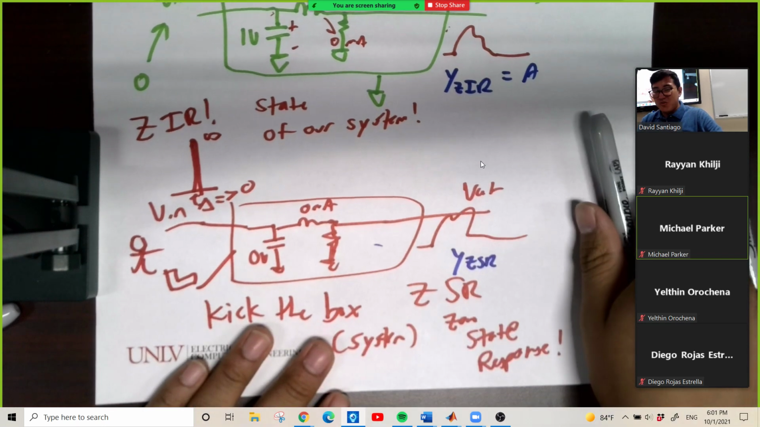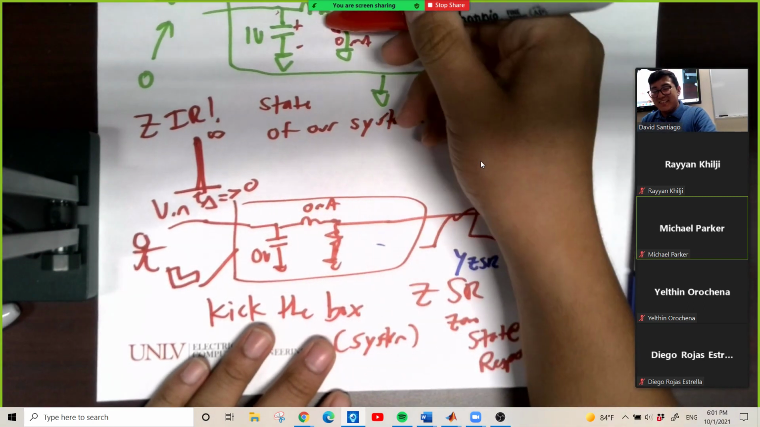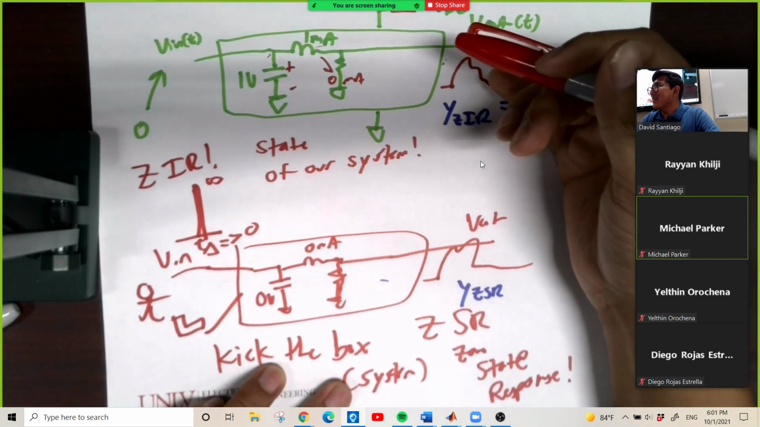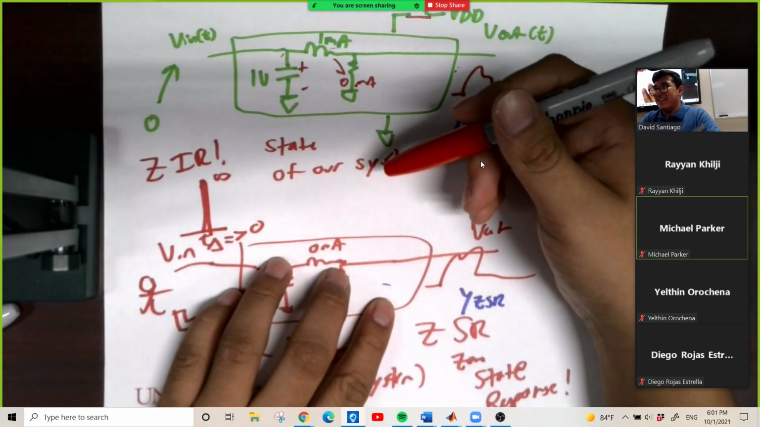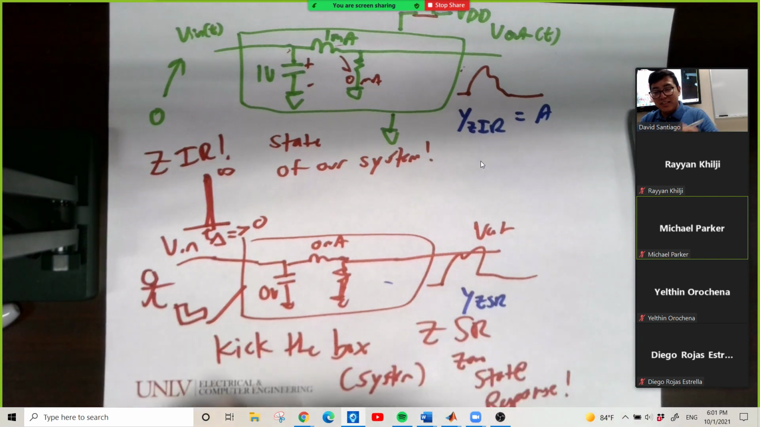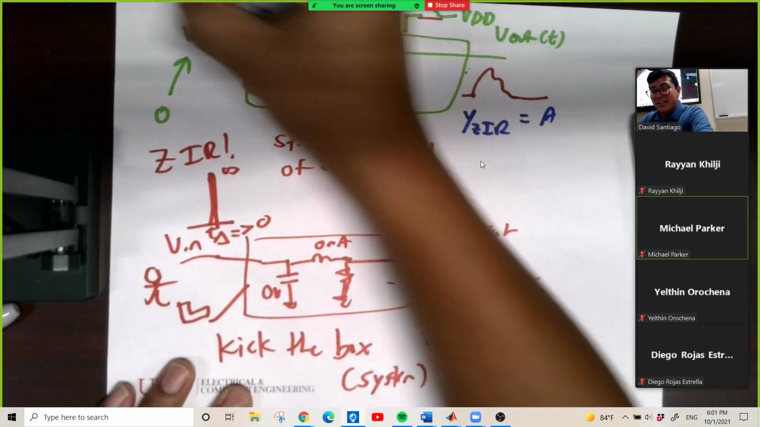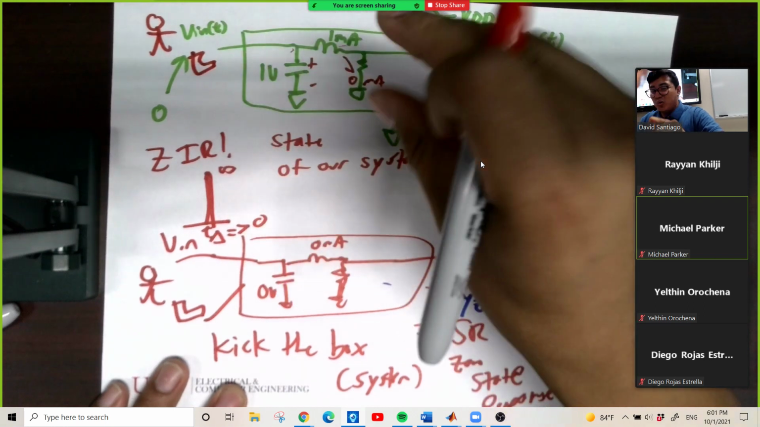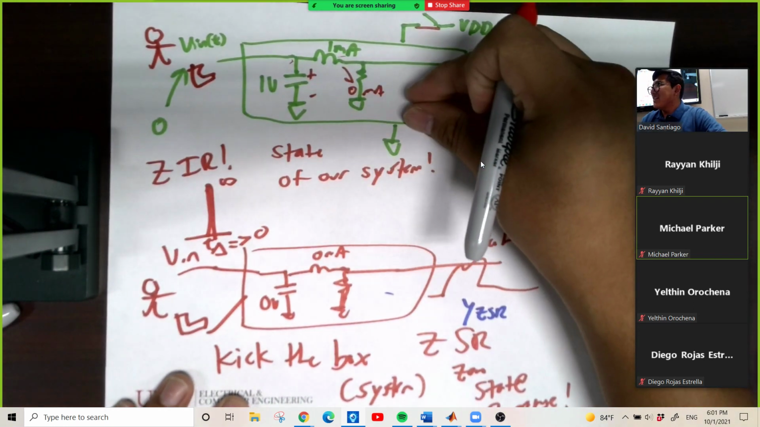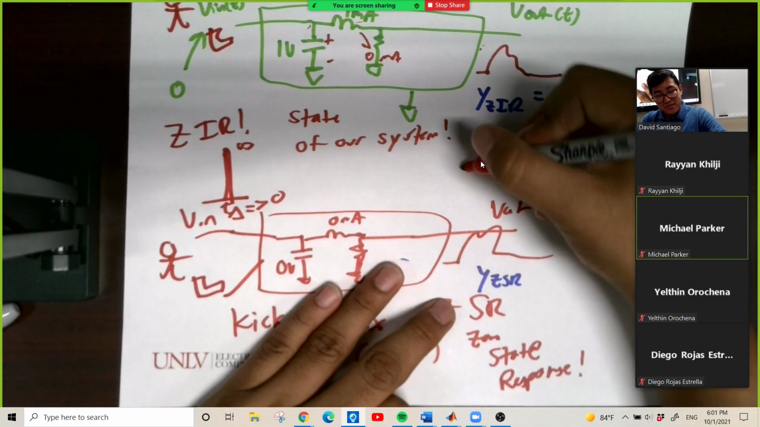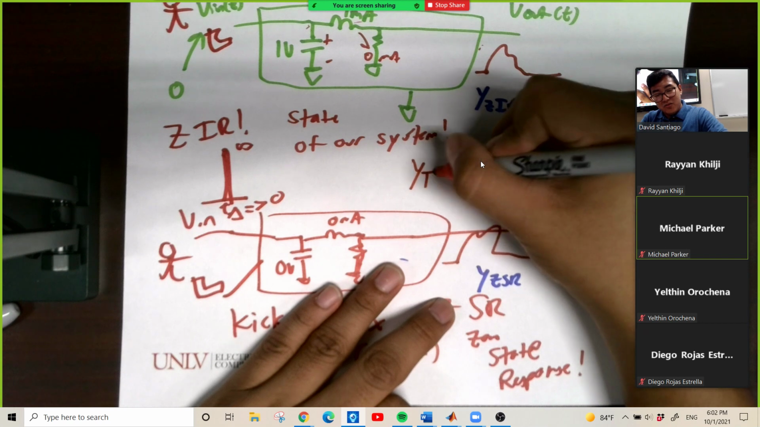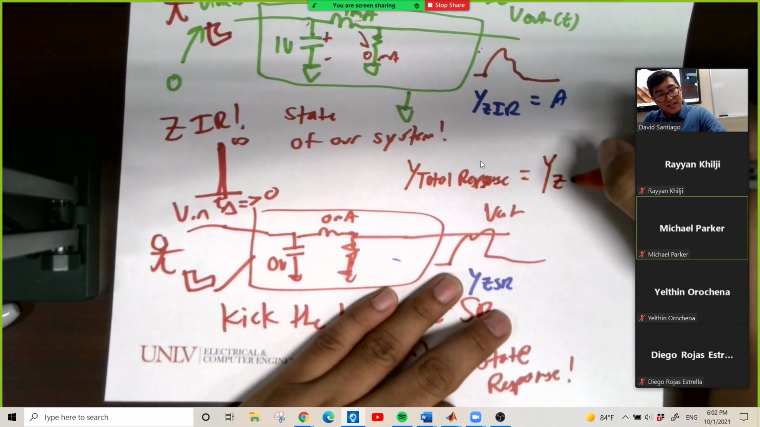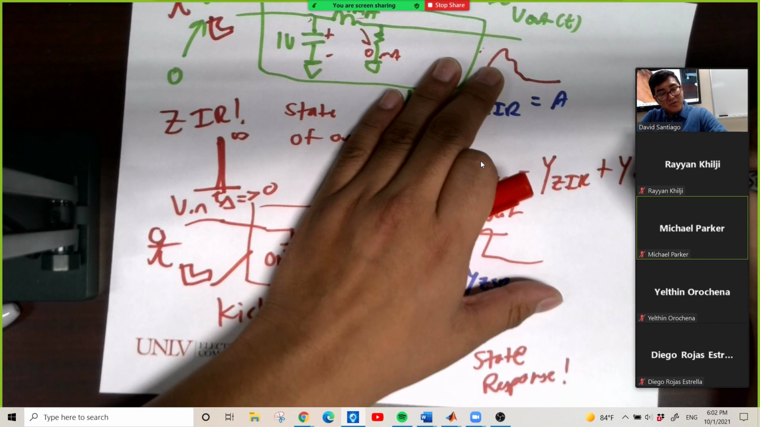But what if, instead you're lazy, instead of doing a ZIR and then a ZSR, why don't you just do them both at the same time? By the power of superposition, you can just add them. So looking at our ZIR, we're the same running person kicking our box. We're looking at an impulse to a system that already has memory. That is called our total response. So if I were to summarize it, Y total response is equal to the zero input response plus the zero state response.